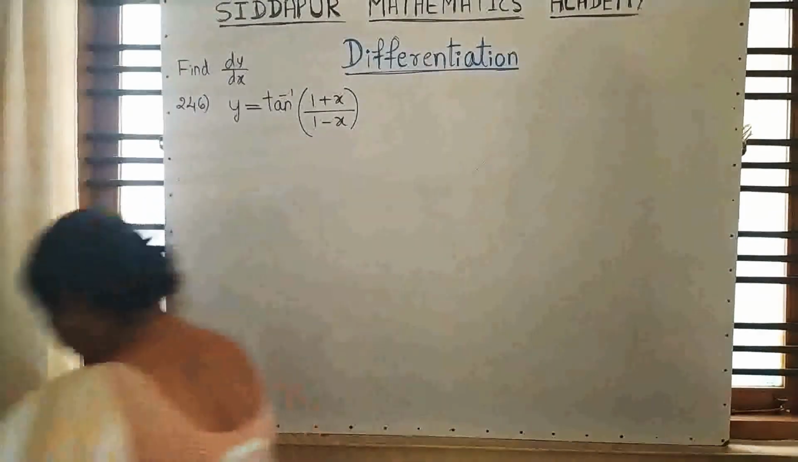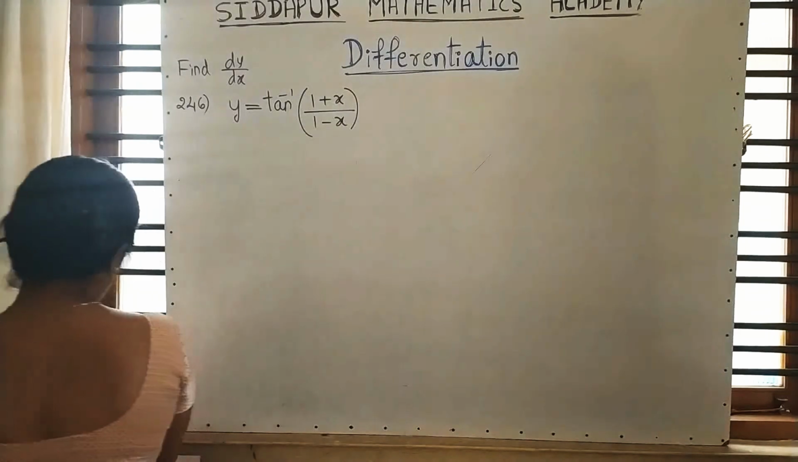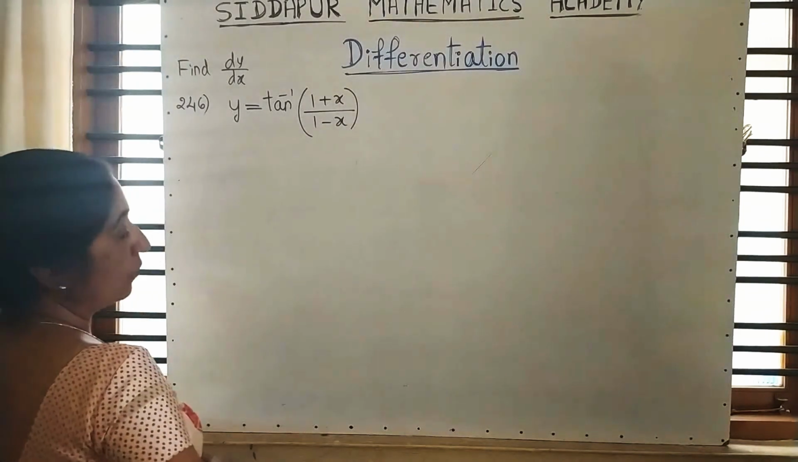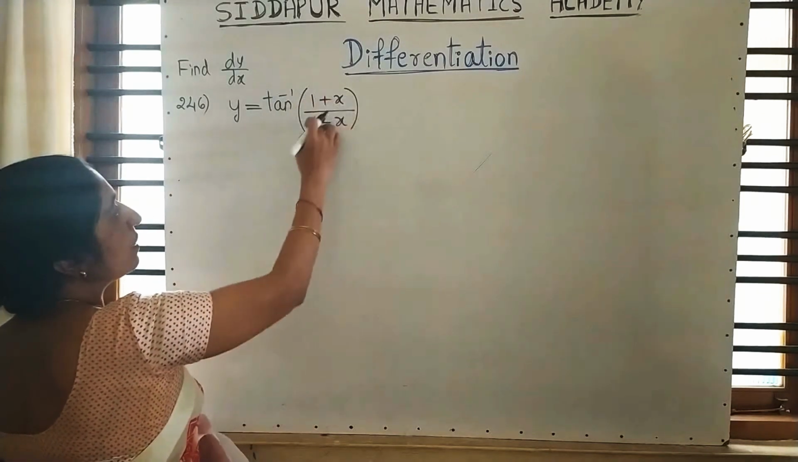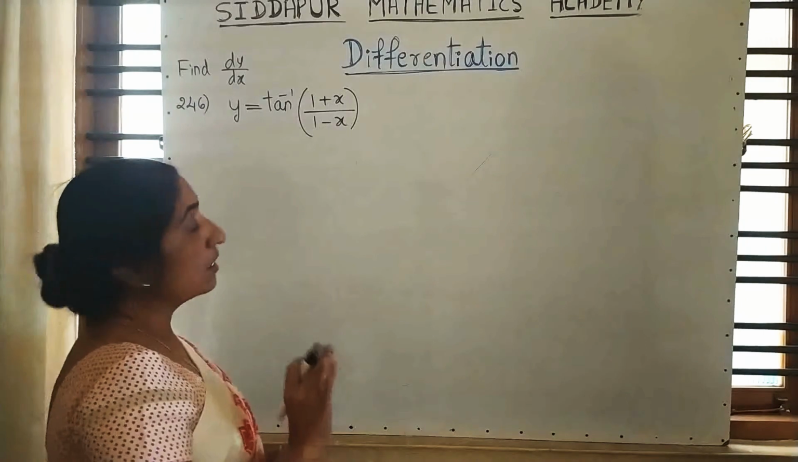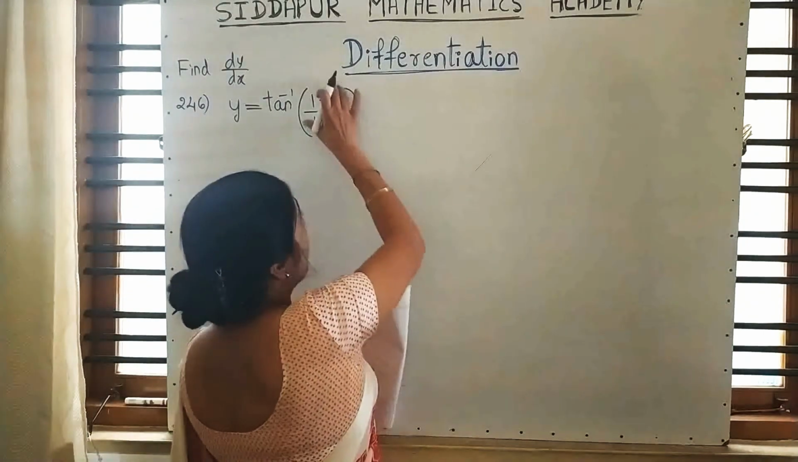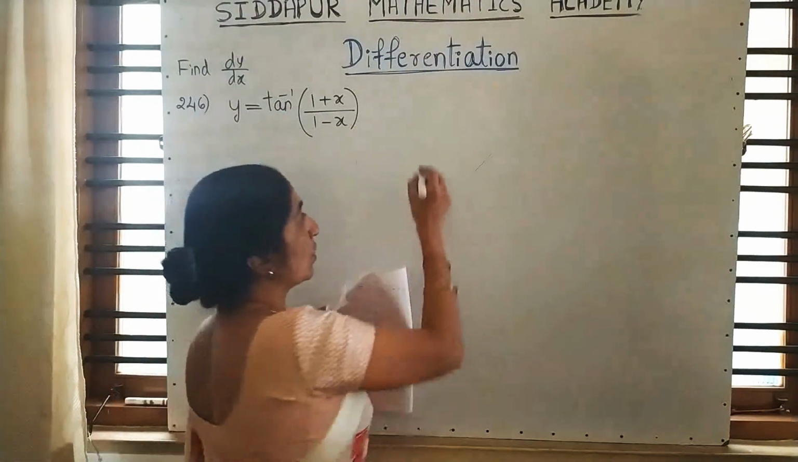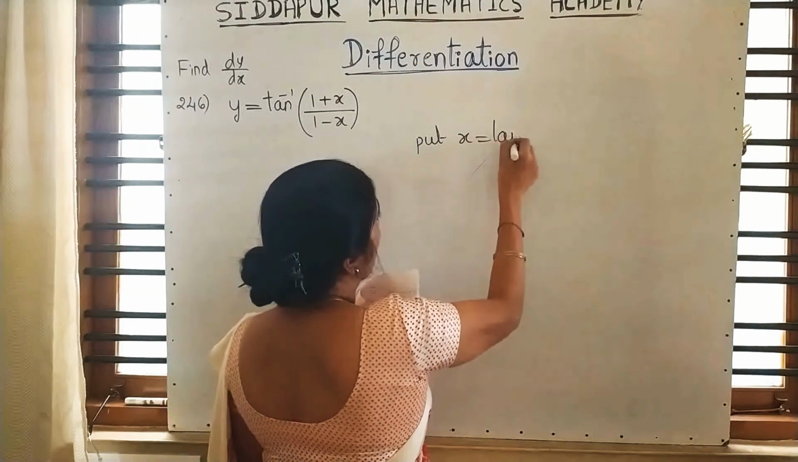Here I gave the question number 246. In the last class I solved 245, I stopped there. Here y is equal to tan inverse of (1 plus x) upon (1 minus x). If you differentiate directly, it is a very lengthy process. See, if the problem contains 1 plus x upon 1 minus x without root, at that time we have to write x is equal to tan theta.